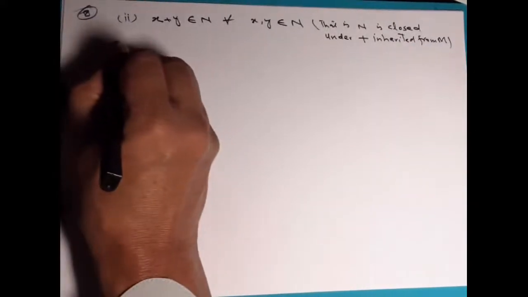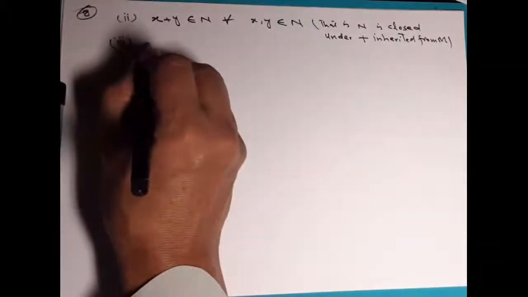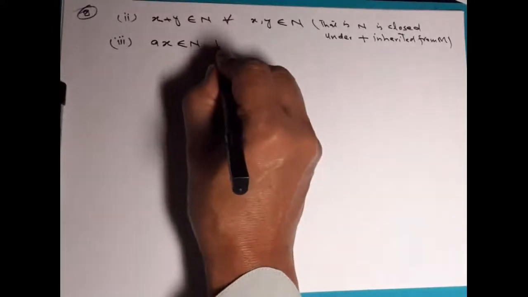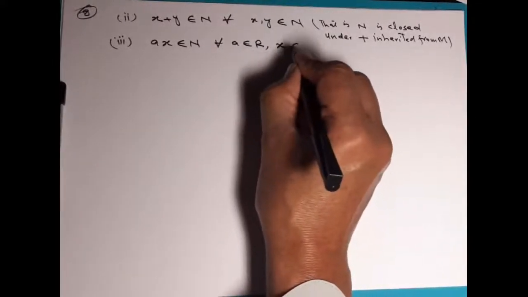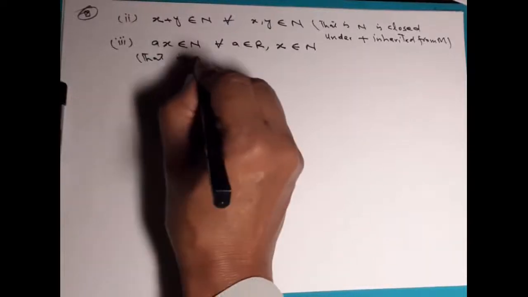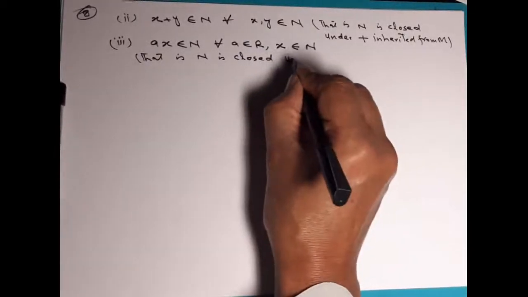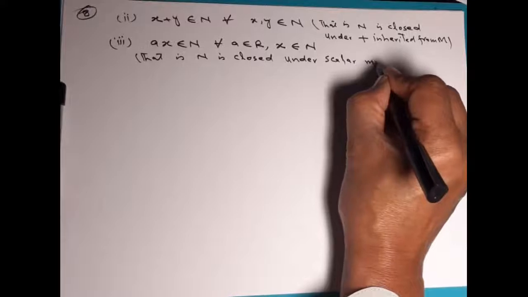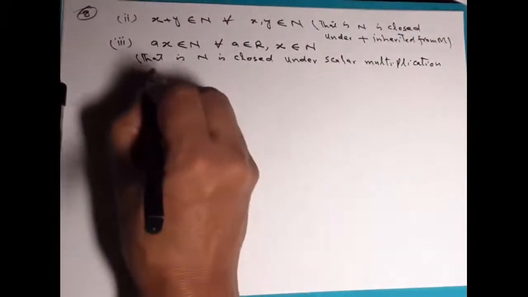So this is the second condition, and the third condition is ax belongs to N for all a belonging to R and x belonging to N. That is, N is closed under scalar multiplication inherited from M.